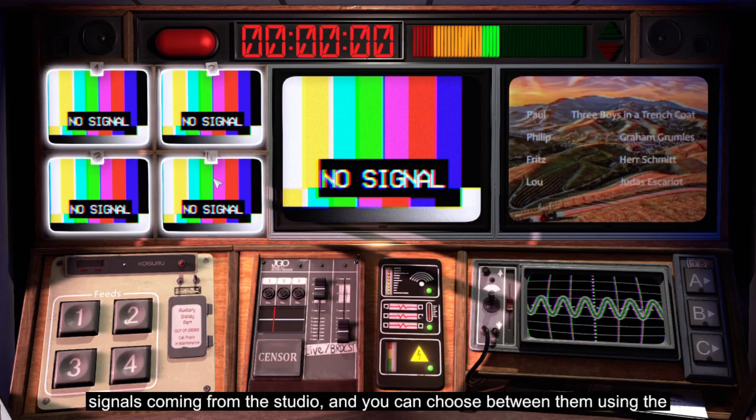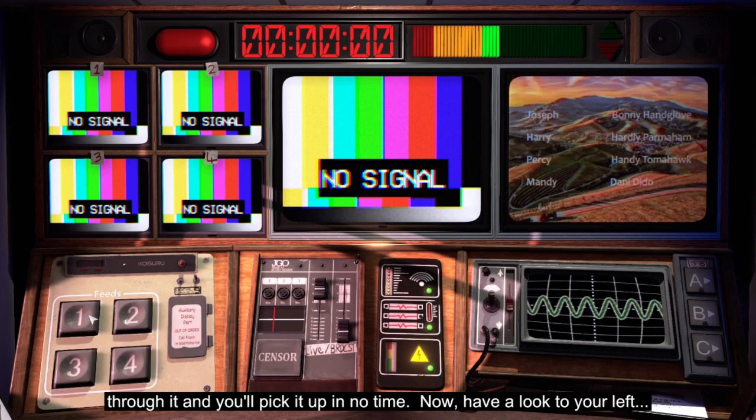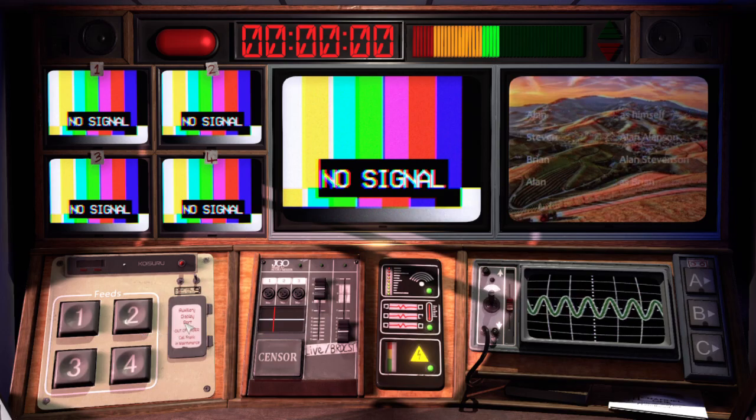Okay, so I can just use the numbered buttons on the vision mixer, just like at the bottom left. Don't worry, I'll talk you through it and you'll pick it up in no time. Do it like a DJ, like you flip through.